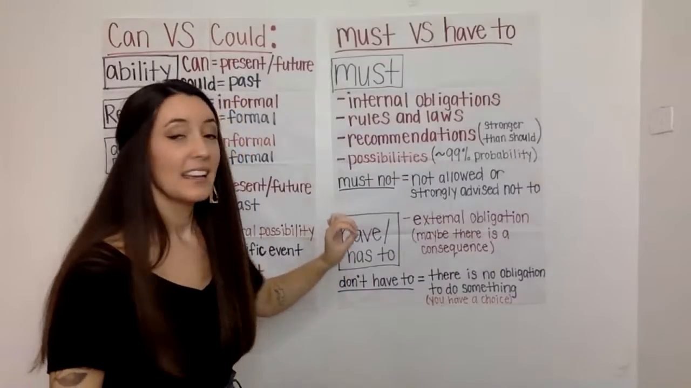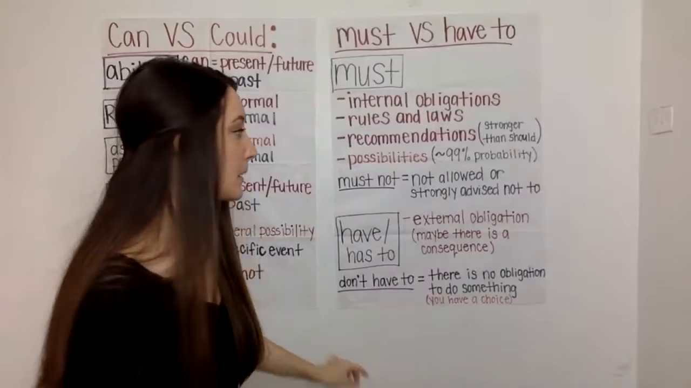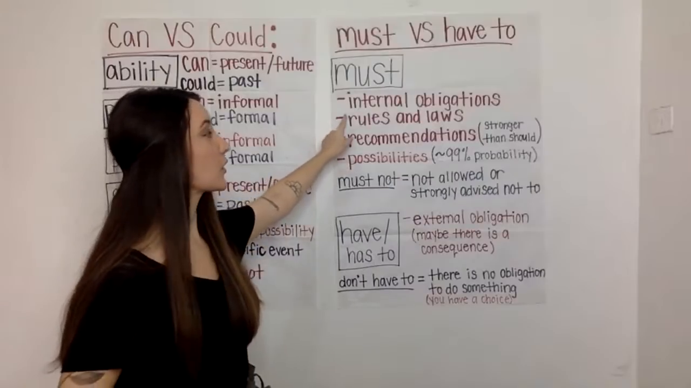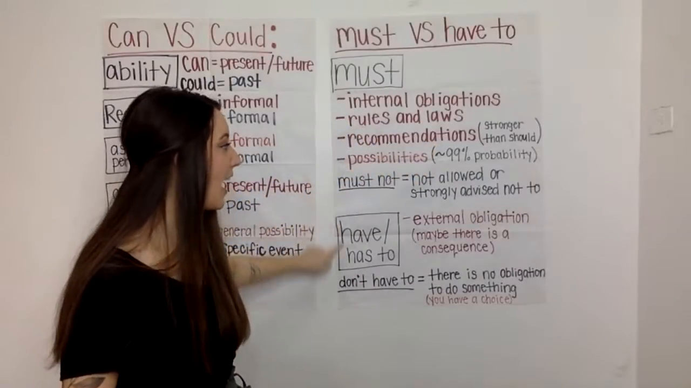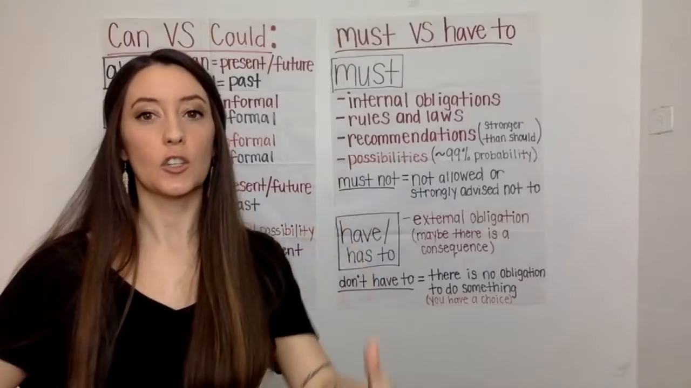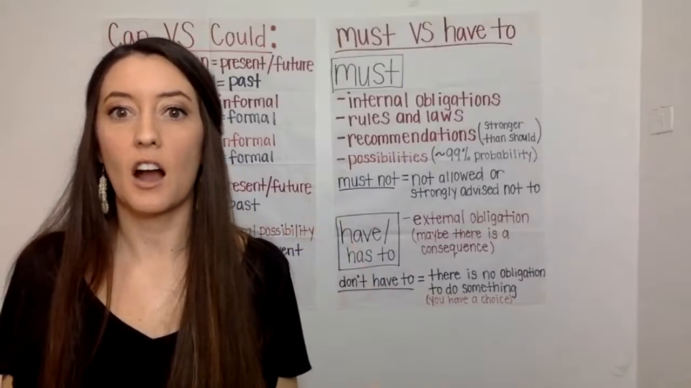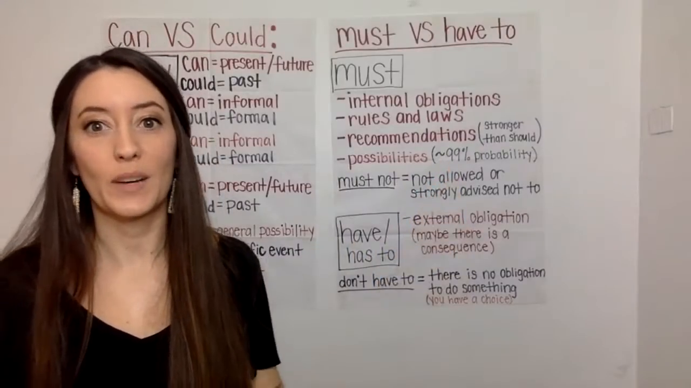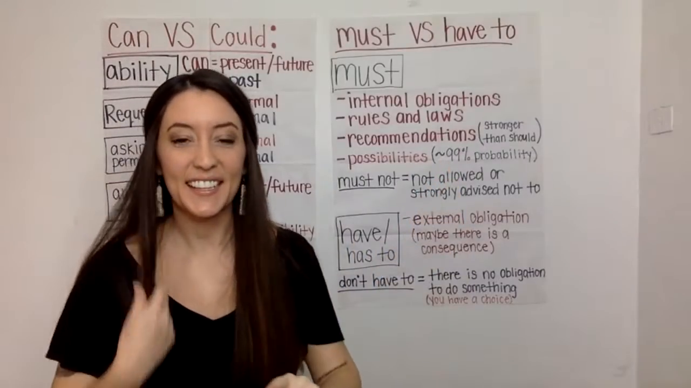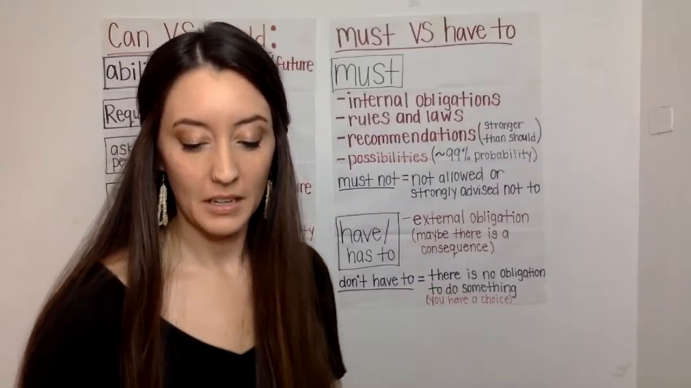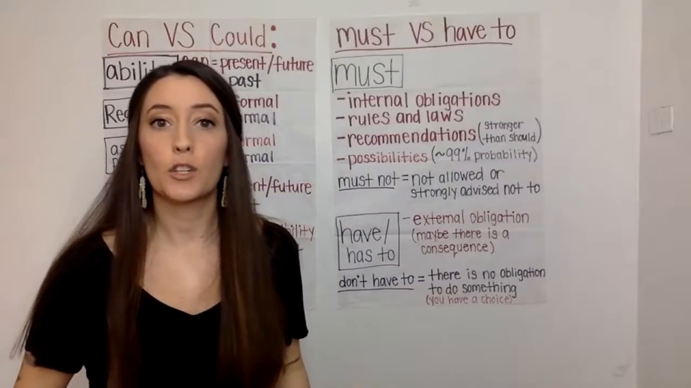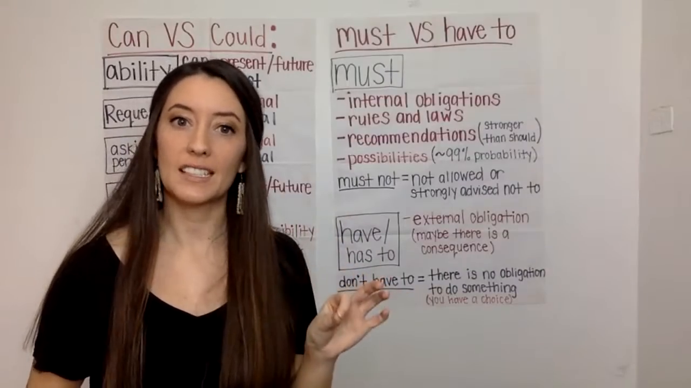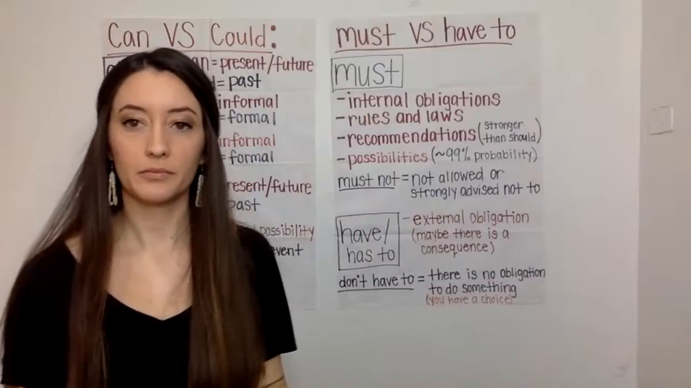And have to can also be used for many of these ways, but the most important difference between must and have to is that must is used for internal obligations and have to is used for external obligations. So maybe there is a consequence, or maybe there's a reason why, an external reason why we have to do something. So let's look at an example. Okay, our first example, we're going to look at must versus have to, the internal obligation versus the external obligation.